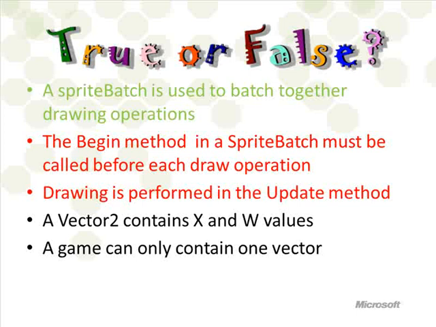Trust me. Okay, a vector contains X and W values. W, wrong, X and Y. W is the count of wombats in a program that counts wombats, and we're not counting wombats, we don't have a W, therefore Vector2 contains X and Y. A game can only contain one vector. Well, it can contain as many vectors as you put there. That's obviously rubbish. So as far as we're concerned, lots of red this time. One green and lots of red, but there you go.